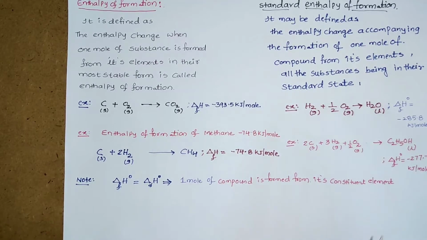Generally, enthalpy of formation, enthalpy of combustion, enthalpy of neutralization, all are enthalpies of a reaction. But here, whatever substance is formed, if it is 1 mole, and that substance is formed from the most stable form of its elements, then whatever heat energy is exchanged is called enthalpy of formation. If that occurs at a standard state, that is called standard enthalpy of formation. That standard enthalpy of formation is also called what? Standard enthalpy of a reaction.